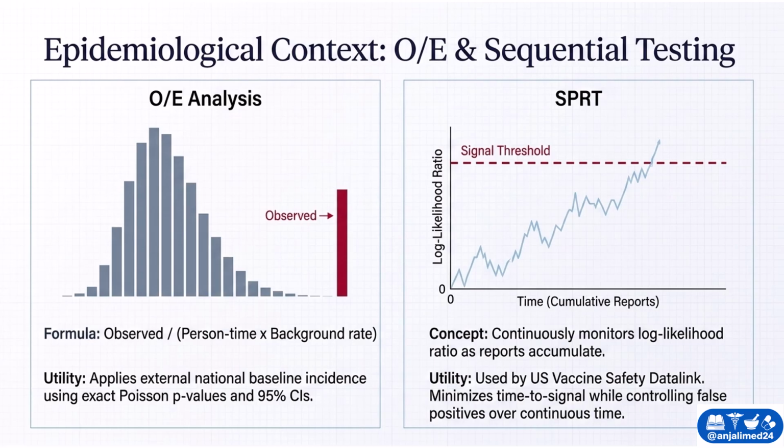So, the key message is that internal statistical signals alone are not enough. Vaccine safety assessment must also include external epidemiological validation and dynamic real-time monitoring. O over E analysis tells us whether events exceed real-world expectations, while SPRT tells us whether the signals are emerging continuously over time. Together, they provide a much stronger and more clinically meaningful framework for vaccine pharmacovigilance.